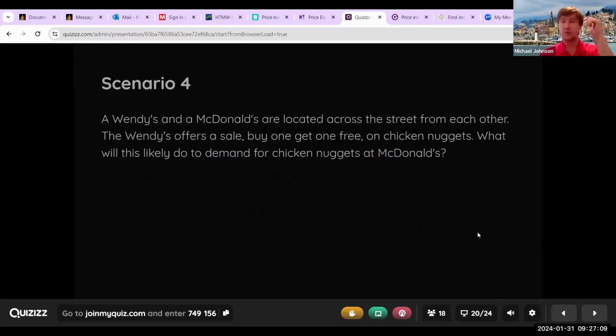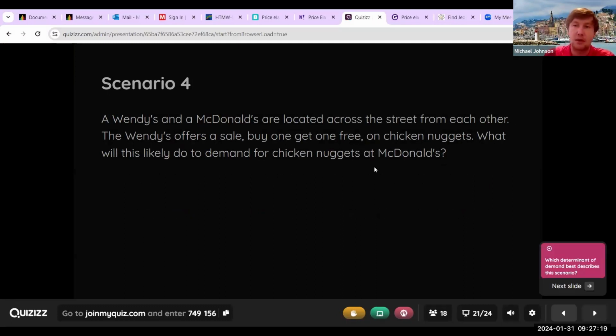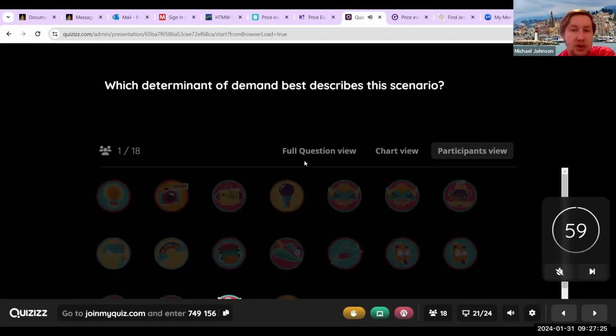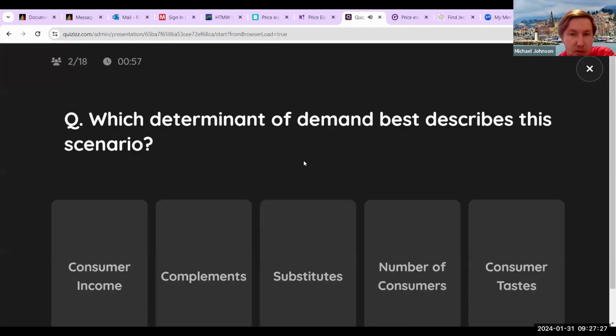So a Wendy's and McDonald's are located across the street from each other. The Wendy's offers a sale, buy one, get one free on chicken nuggets. What will this likely do to the demand for chicken nuggets at McDonald's? So which determinant of demand best describes the scenario?